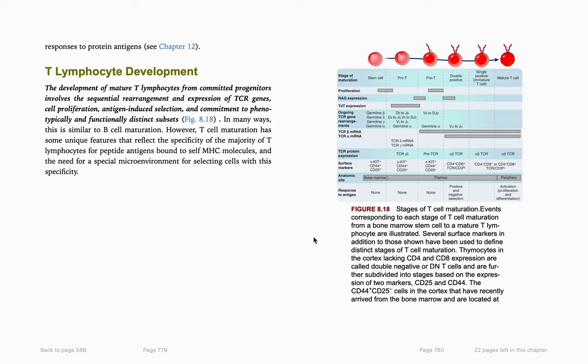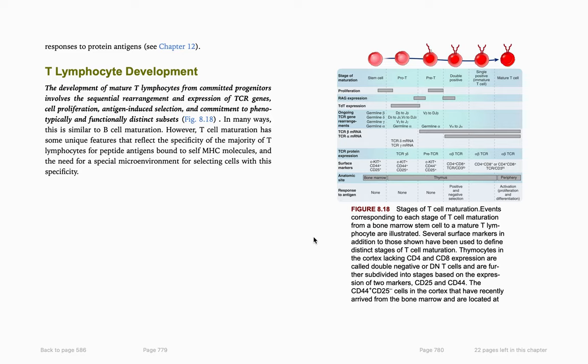T lymphocyte development. The development of mature T lymphocytes from committed progenitors involves the sequential rearrangement and expression of T cell receptor genes, cell proliferation, antigen-induced selection, and commitment to a phenotypically and functionally distinct subset. In many ways, this is similar to B cell maturation.